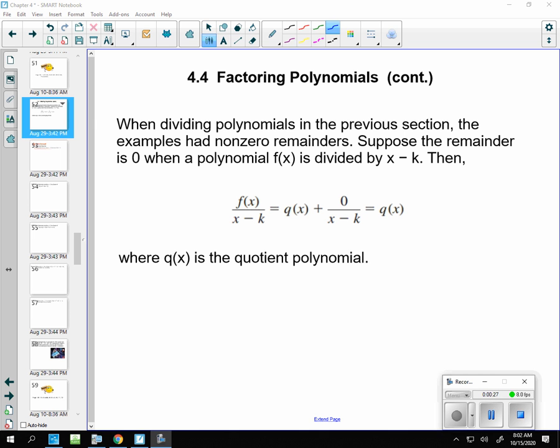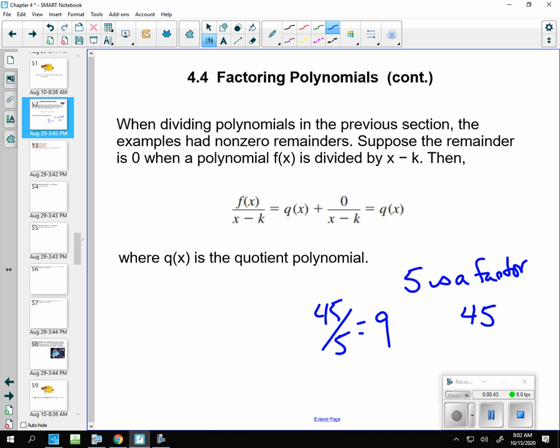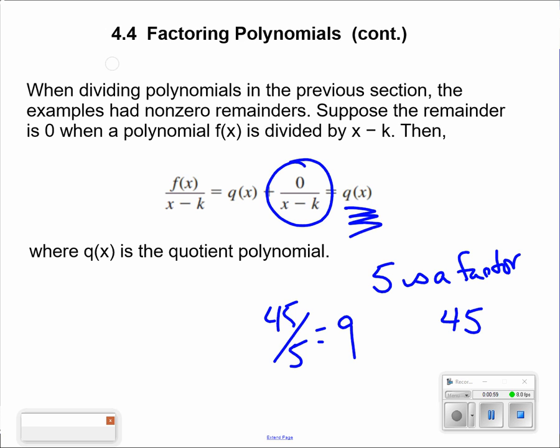Think about this for a second with real numbers. If I said 5 is a factor of 45, the reason you can say that is because when you take 45 and divide it by 5, you get an integer. There's no remainder, no decimal. That's what makes something a factor. So every time we talk about dividing by x minus k and we end up getting a 0 for the remainder, then it's a factor.